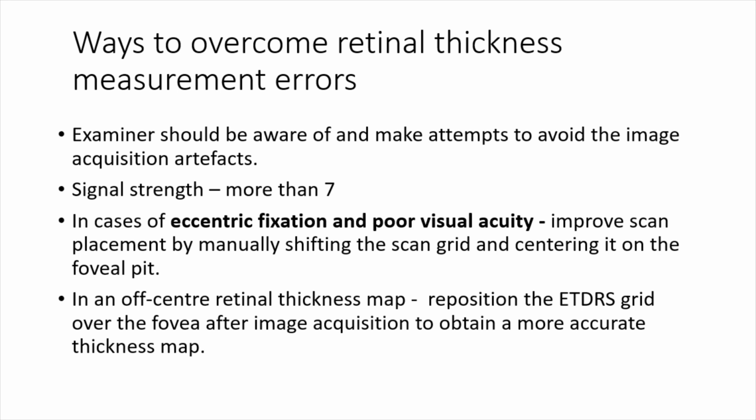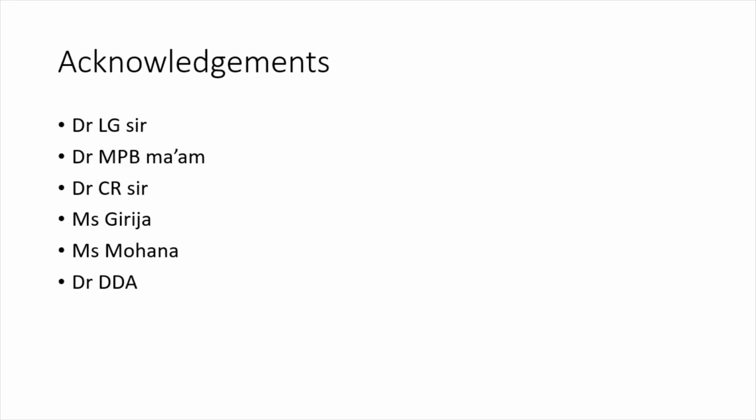First, we need to be aware of what these artifacts are and avoid them during the image acquisition. The signal strength preferably should be more than 7. In cases of eccentric fixation, we can improve the scan by manually shifting the scan grid. In an off-center map, once the scan is taken, we can reposition the ETDRS grid on the fovea for a more accurate thickness map.